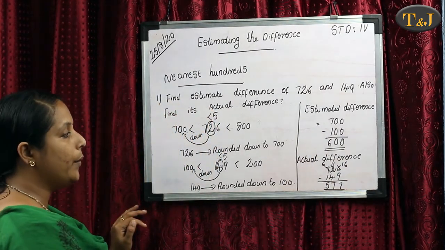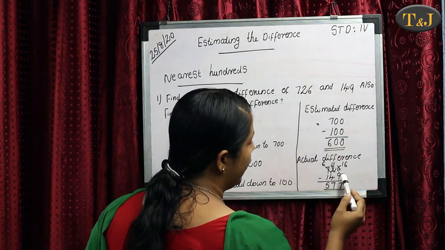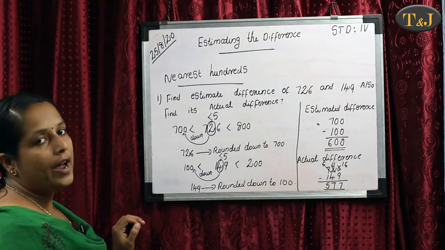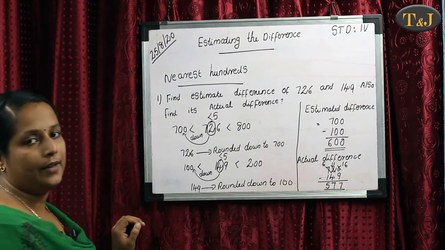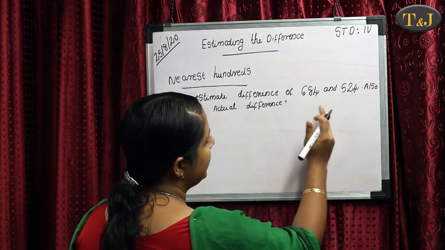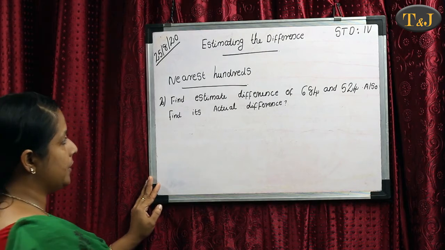Next we want to find out the actual difference. That means in our question, the number values, that is 726 minus 149. So we get the answer 577. Okay. Next example. Find the estimated difference of 684 and 524. Also find its actual difference.